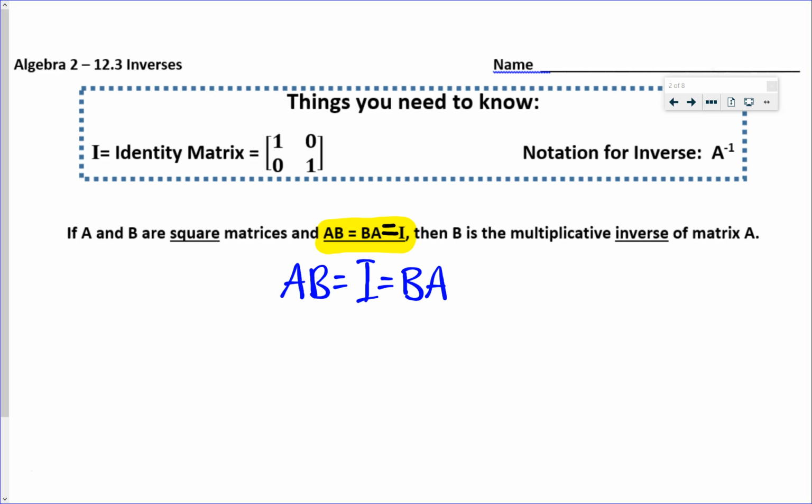When we are doing inverses, there's a couple of things we need to know. We need to know what the notation of inverse is. It's that little -1 exponent. It looks like an inverse. And then we have the identity matrix. Okay, your identity matrix has your ones going down your diagonal.